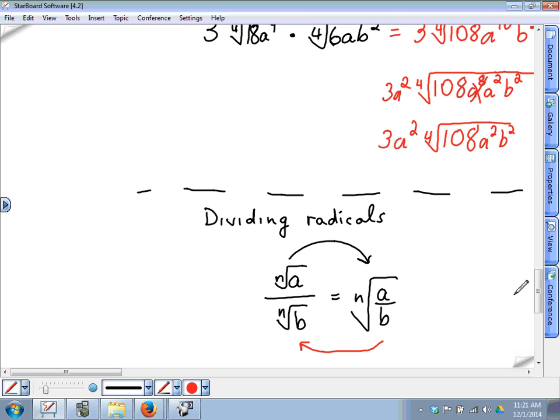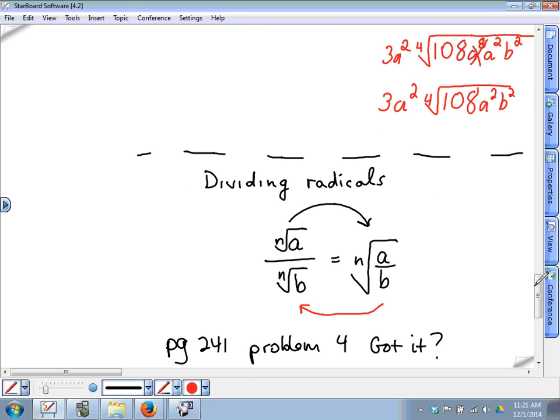If you're dividing two radicals that have the same index, like a square root divided by a square root, you can change that into a single root and simplify the fraction that's left over. Sometimes that's helpful. Sometimes it's not. Sometimes it is.